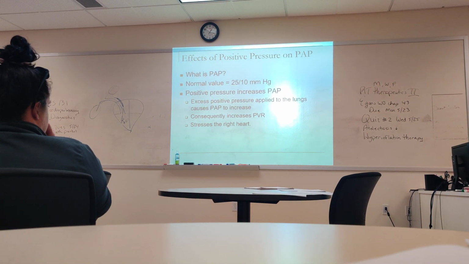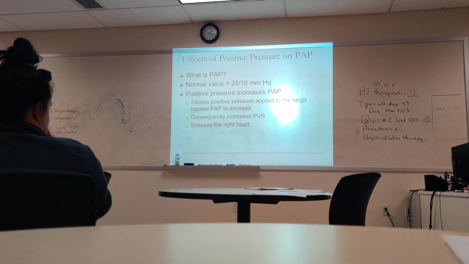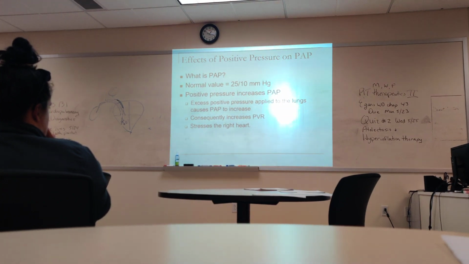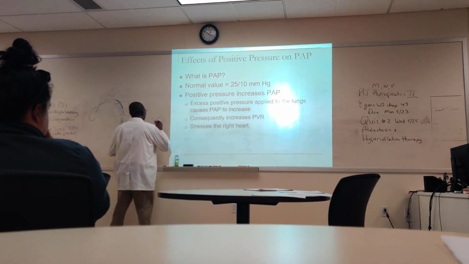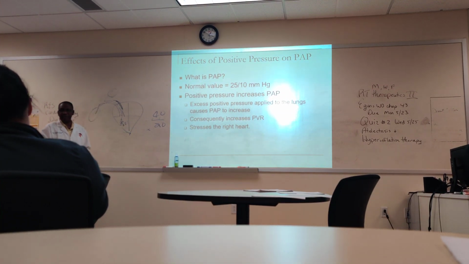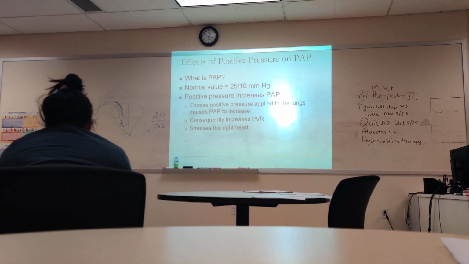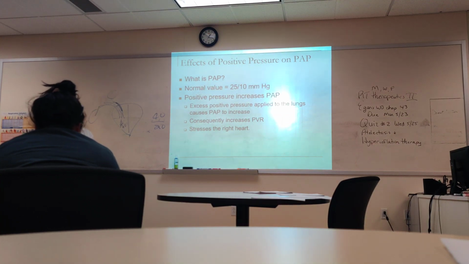So you probably have heard about pulmonary hypertension. Pulmonary hypertension is when the pressure in the right heart is greater than 25/10. Like if I have a PAP pressure that is 40/20, that's pulmonary hypertension. If it's greater than 25/10, basically it's pulmonary hypertension.